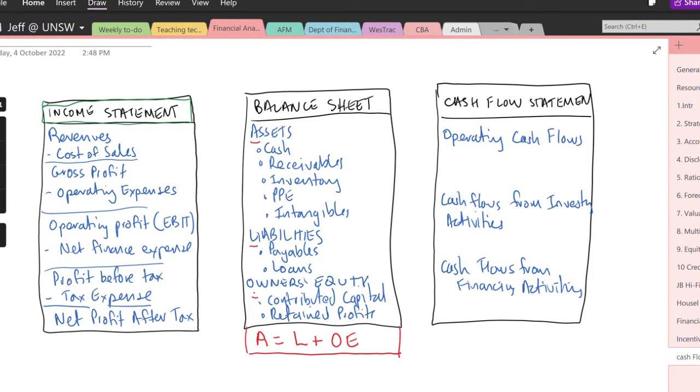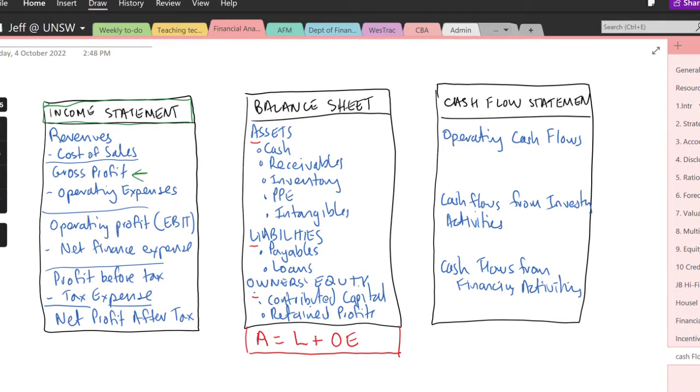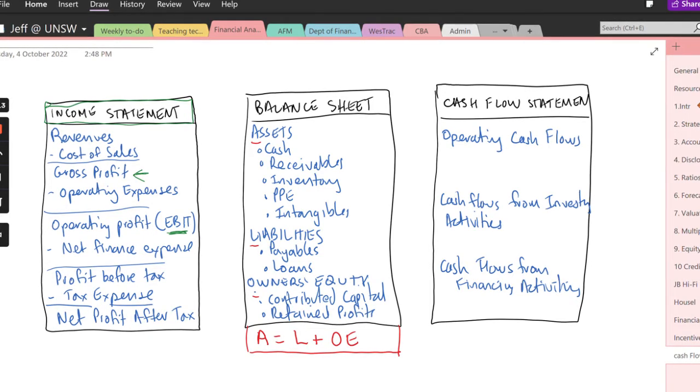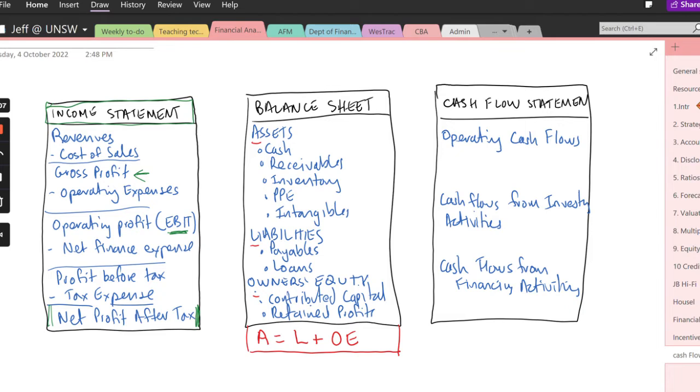Revenues less cost of sales gives us gross profit. We then deduct operating expenses, so selling, general admin expenses, depreciation and amortization. That gets us operating profits, which you'll often hear described as EBIT, earnings before interest and tax. We then deduct finance expenses, and that gives us a profit before tax. Deduct tax expense, and that gives us our net profit after tax figure.